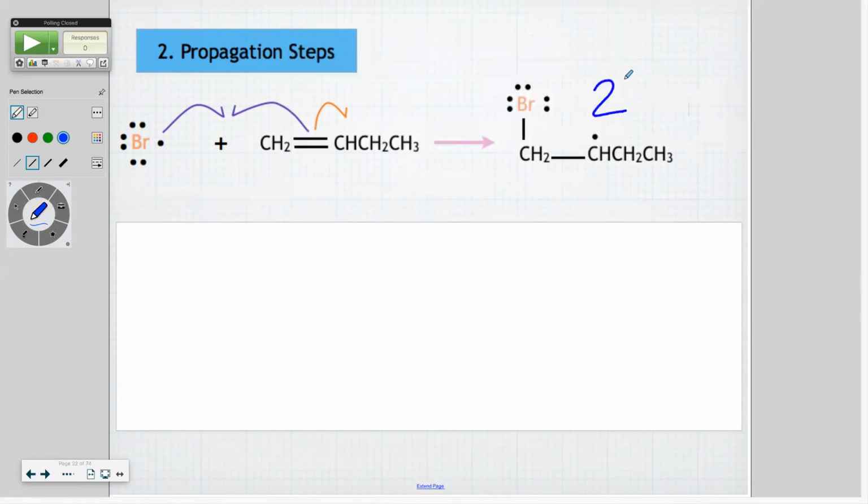This is a secondary free radical. If the bromine had chosen the carbon over here and the free radical had gone here, that's the other option. It would have been what kind of free radical? Primary.